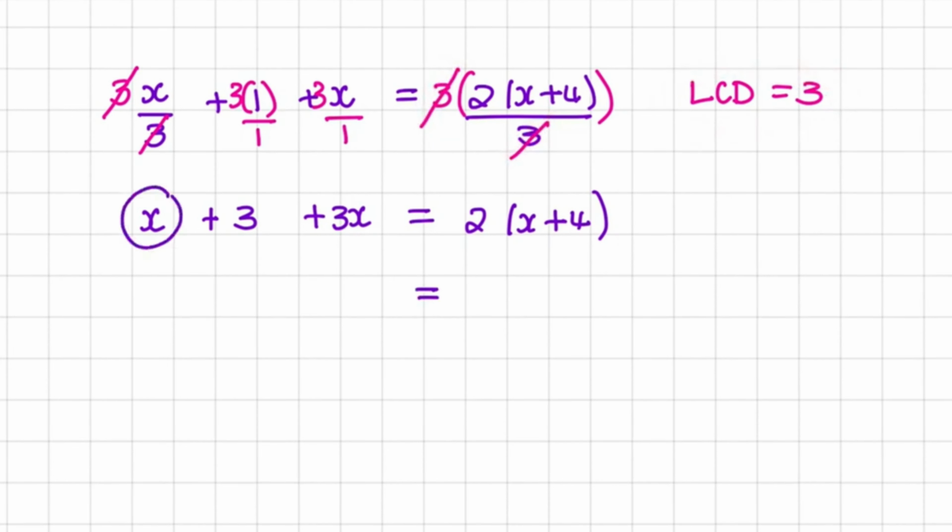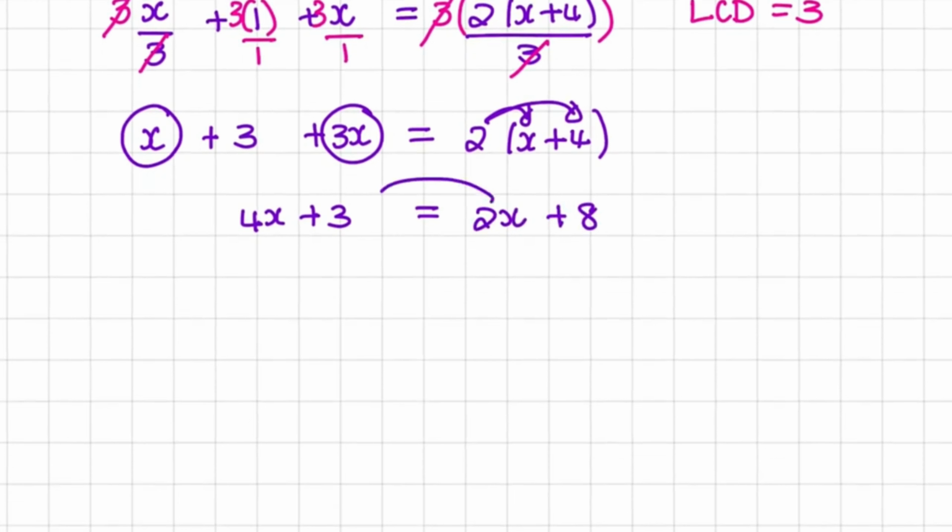So on the left-hand side, I can add up like terms. So I have 4x plus 3. And on the right-hand side, I'll multiply out. So 2 times x is 2x. 2 times 4 is 8.